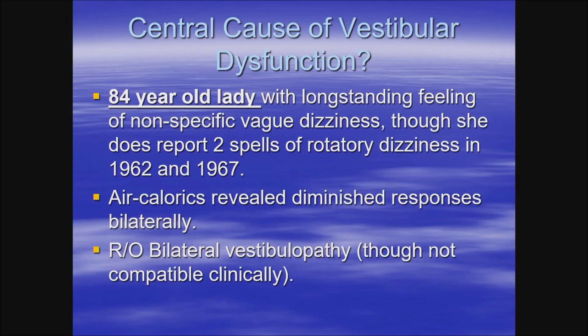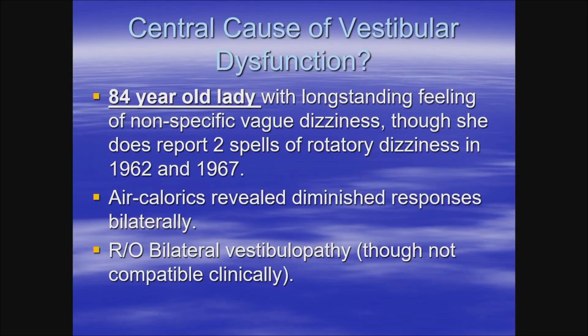So coming towards the end of my talk, I will describe one case here of a possible central cause of vestibular dysfunction, possible because the patient has not done the MRI yet, but this is an interesting case. This is an 84-year-old lady with a long-standing feeling of non-specific vague dizziness, though she did report 2 spells of rotatory dizziness about 40 years ago.